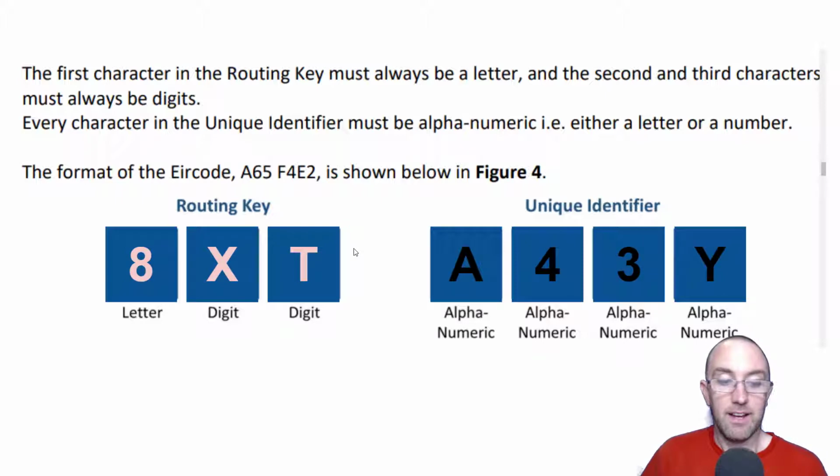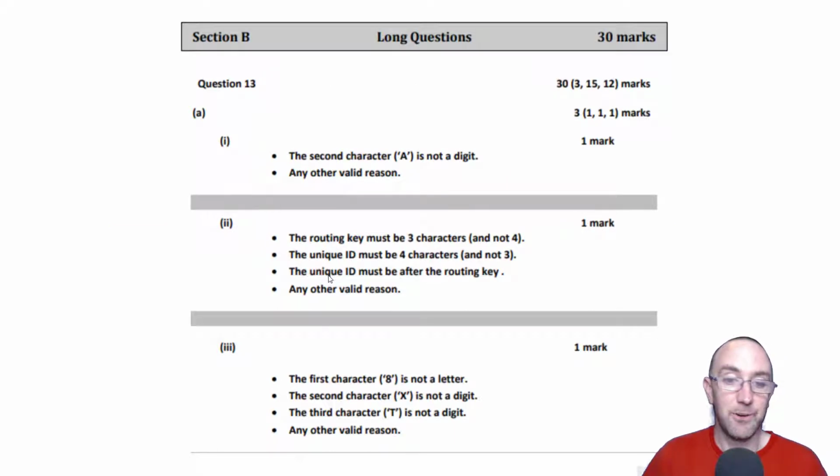And then the next one, they weren't even trying. Everything was wrong with it. The first one, 8 is not a letter, X is not a digit, and T is not a digit. So there you go. That was what you had to say for those ones. And that was a real nice start to it. It's, can you work in error code?